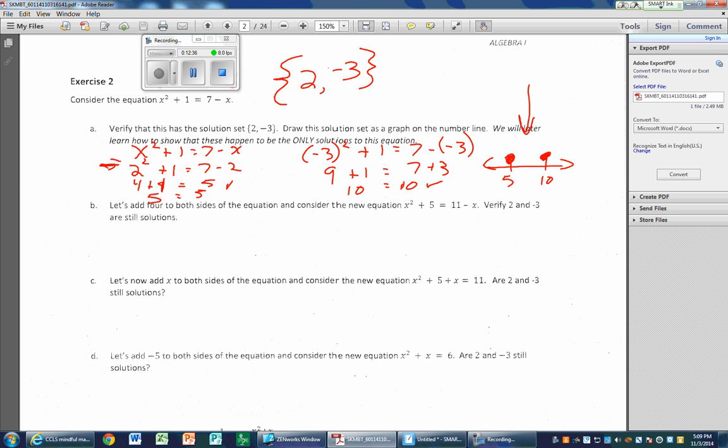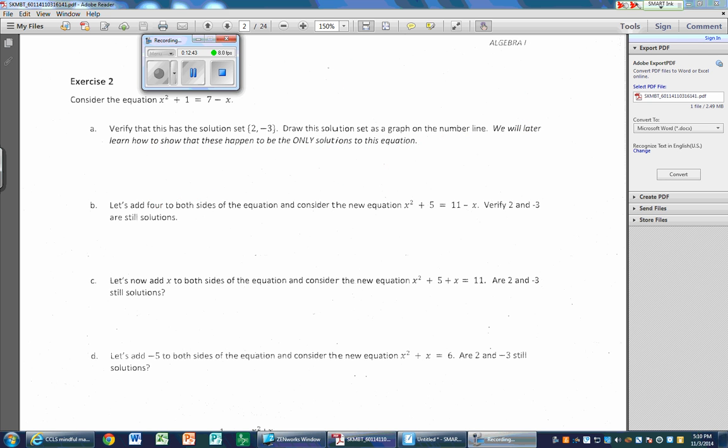It says add 4 to both sides of the equation. So it's still talking about these equations. X squared plus 1 plus 4 has to equal 7 minus x plus 4. When we combine the positive 4 and the 7, we get 11 minus x. And on the other side, we get x squared plus 5.